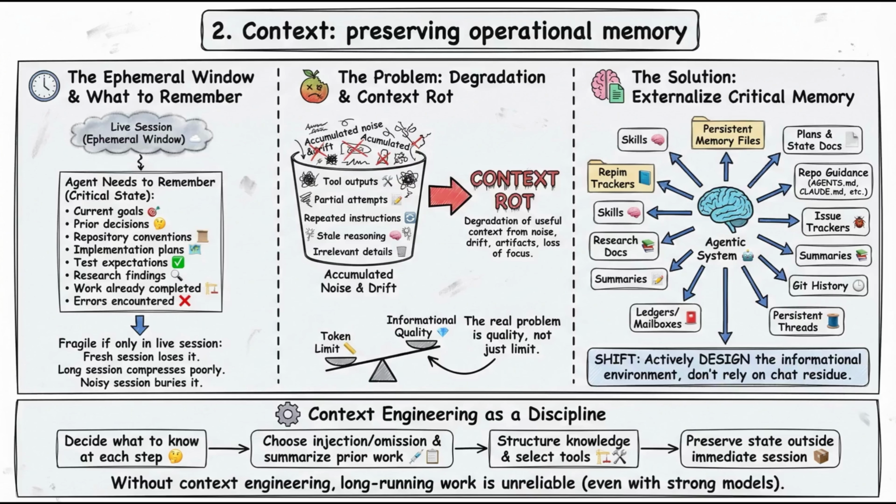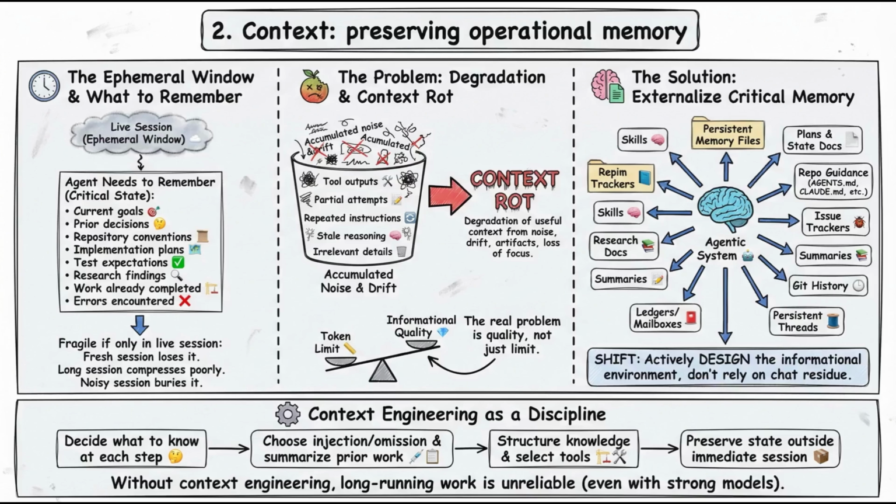So how do modern agentic systems solve this? They externalize critical memory. Instead of relying on a single chat window, they store information in persistent ways. This includes using specialized skills, persistent memory files, and detailed plans or state documents. It also involves relying on repository-level guidance documents such as agents.md, Claude.md, project.md, or roadmap.md. Other solutions involve integrating issue trackers, research documents, summaries, the project's Git history, and persistent ledgers or conversational threads.